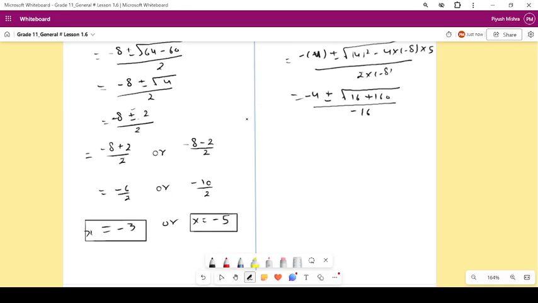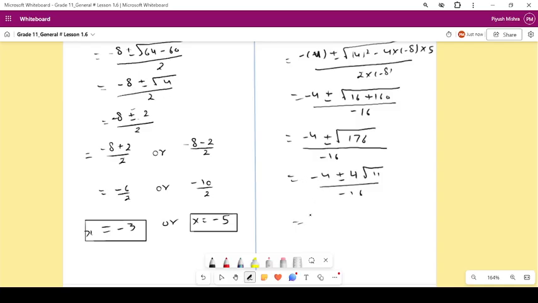It will give you minus 4 plus minus square root of 176 by minus 16. It will be plus minus 4, plus minus, if you use a calculator, you will get 4 root 11 upon minus 16.